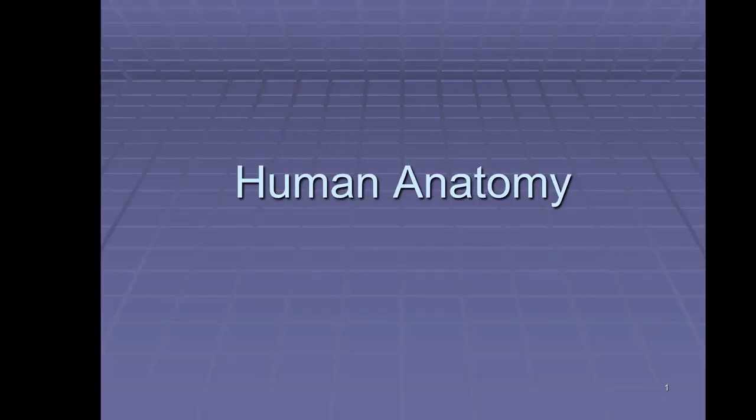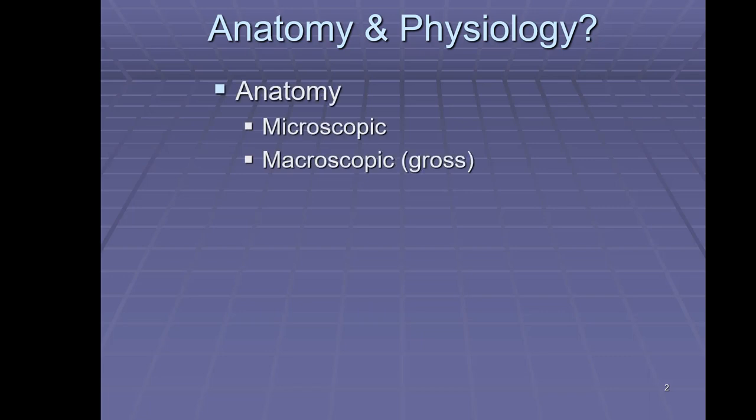All right, we're going to get started in this class talking about just an introduction to human anatomy. So, first of all, just some terminology to start with. Anatomy defined is the study of the structures of the human body, specifically when we're talking about human anatomy. And you see two bullet points here under anatomy, and this divides the study of anatomy into two parts, one microscopic, the other macroscopic, also known as gross.